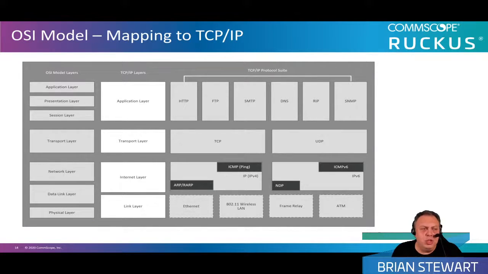Now it's good to understand that the models do not directly map to each other, but even though you're using TCP/IP, I would strongly recommend that you keep your focus on the OSI model. Because when people say something like layer 3, they're talking about routing. They're talking about IP. They're not talking about transport layer. So they're talking about layer 3 in the OSI model.